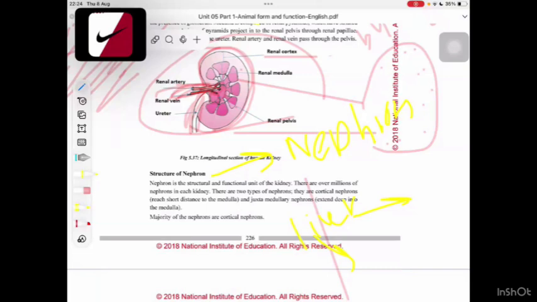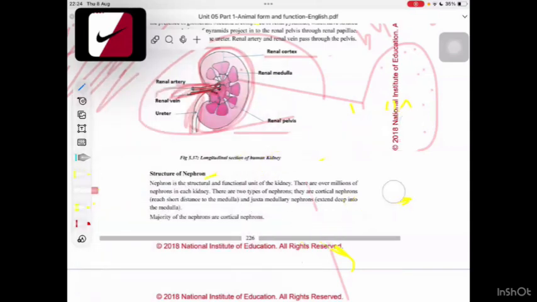Okay, there are two types of nephrons. What are the two types of nephrons? The cortical nephrons that reach short distances into the medulla, and juxtamedullary nephrons that extend deep into the medulla. This is an SCQ point. They can ask you what the two types of nephrons are, so you have to write cortical and juxtamedullary, or they can ask you which nephron reaches a short distance into the medulla.